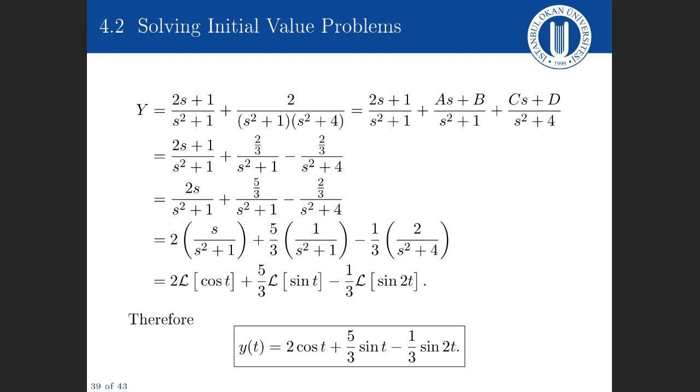As soon as we know capital Y, we can take the inverse Laplace transform and we can write down small y. The solution to this initial value problem is 2 cos t plus 5 over 3 sine t minus 1 over 3 sine 2t.